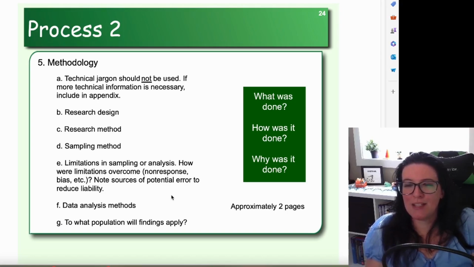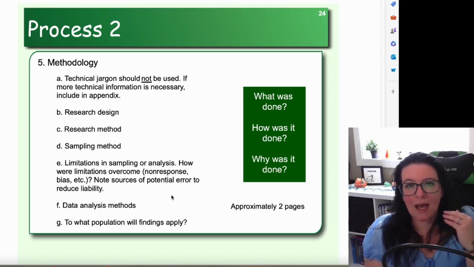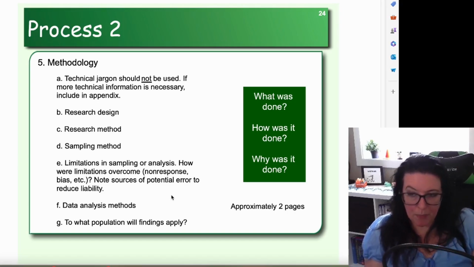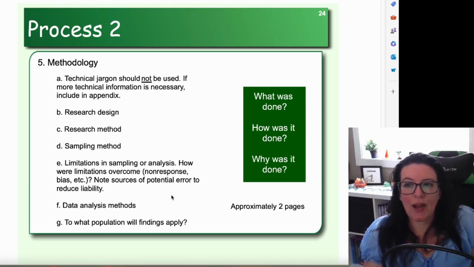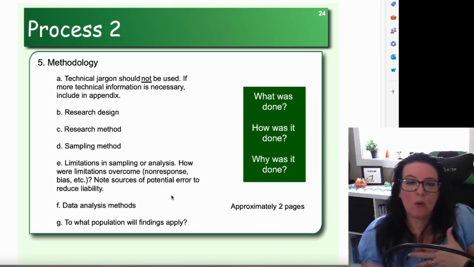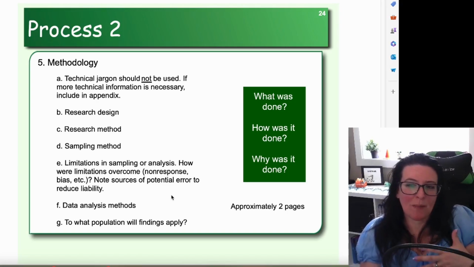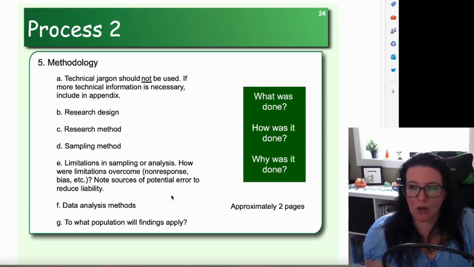You may have some additional notation here in terms of some limitations in the sampling or analysis and how they were overcome. So if there was non-response, we sent out the survey to 100 people, but only 20 people responded. So extra steps were needed and we did whatever. Note potential error to reduce that liability. So if it is not a representative sample, then we need to note that, right? Or any challenges that might limit the interpretation, application, or accuracy should be included in this methodology piece here.